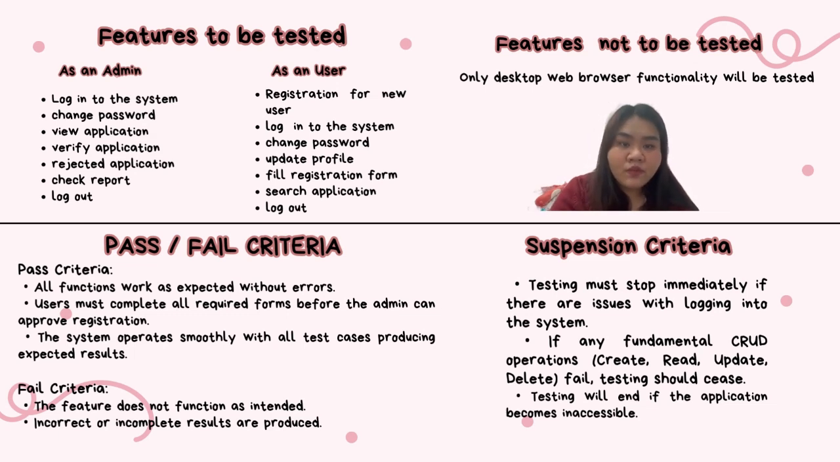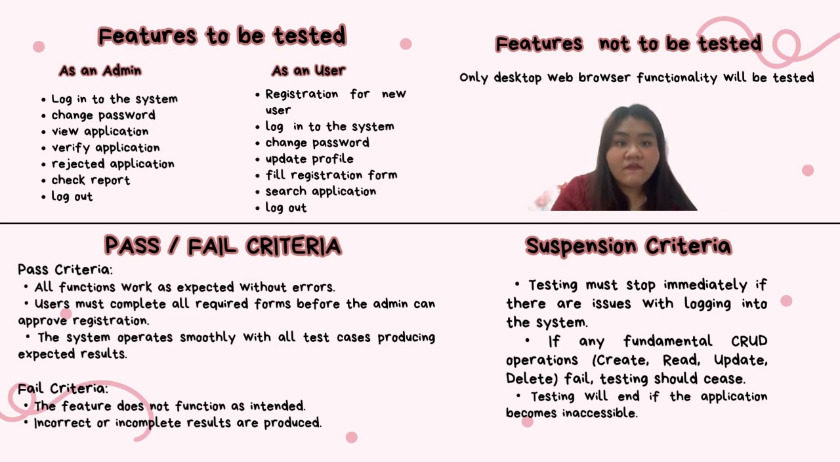Now, let's move on to the suspension criteria. Testing should be stopped immediately if the system has trouble logging in. If there are any login issues, such as users being unable to access their account, testing must be suspended right away. In addition, if any of the core CRUD operations, which are create, read, update, and delete, fail, we also stop testing.